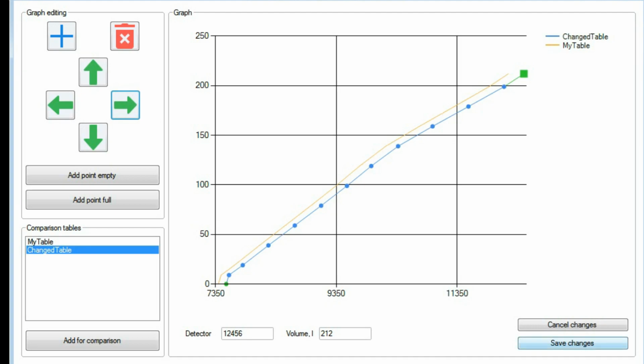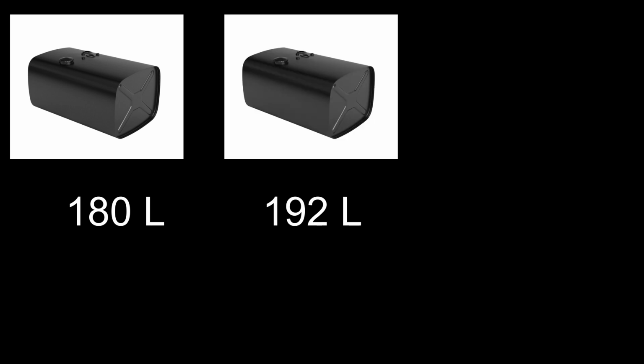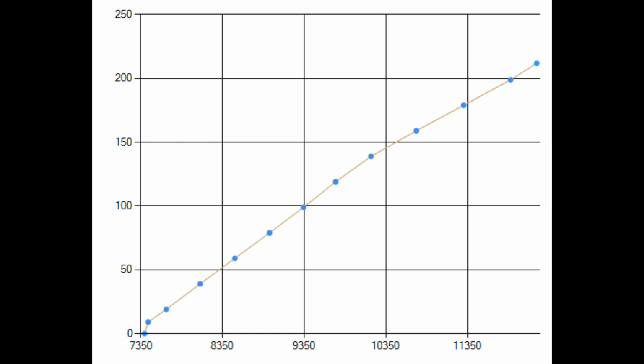The next issue is that the fuel tanks only look the same. If you fill them up to the maximum, the first tank holds 180 liters, the second 192 liters, the third 178 liters, and so on. Why is it so? It happens that the tanks have different length, width, or height. The shape of the tank is conveyed by the calibration curve.